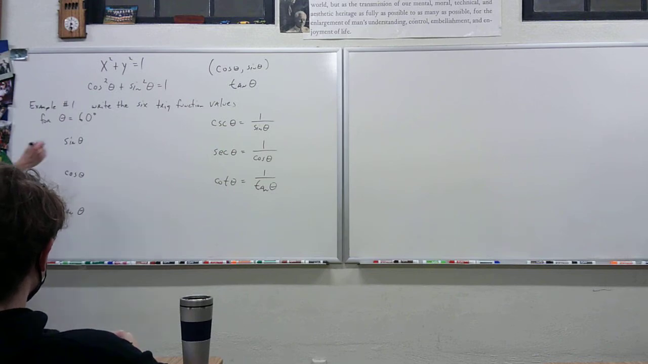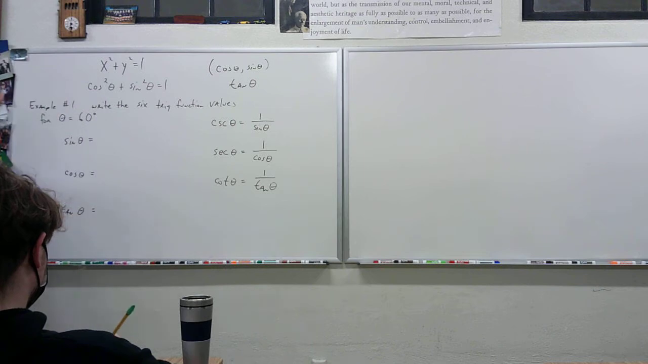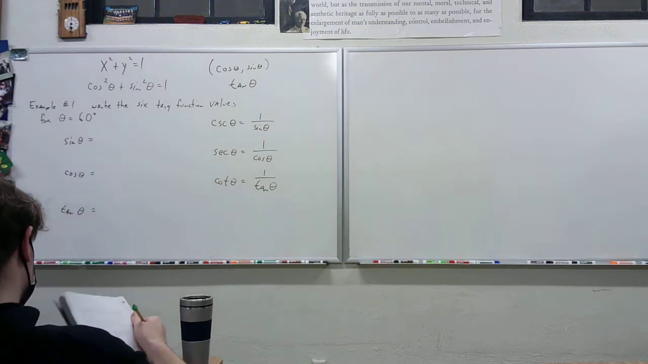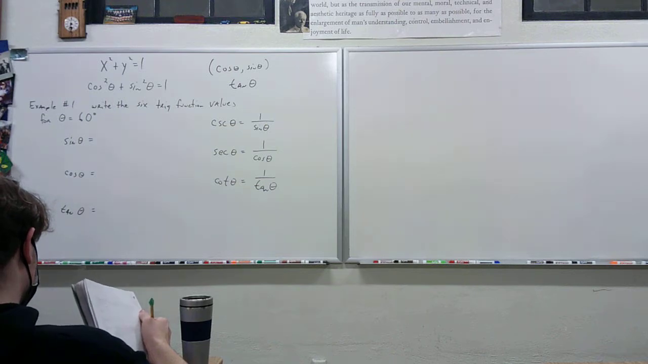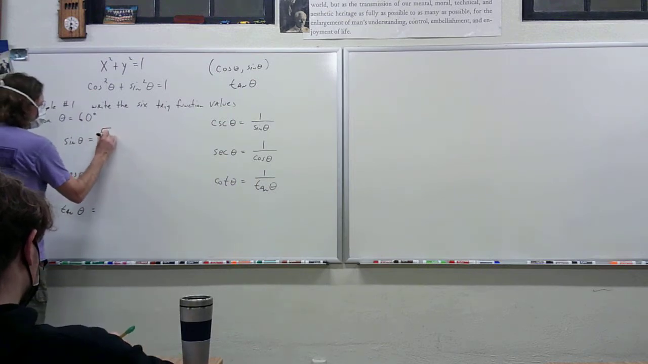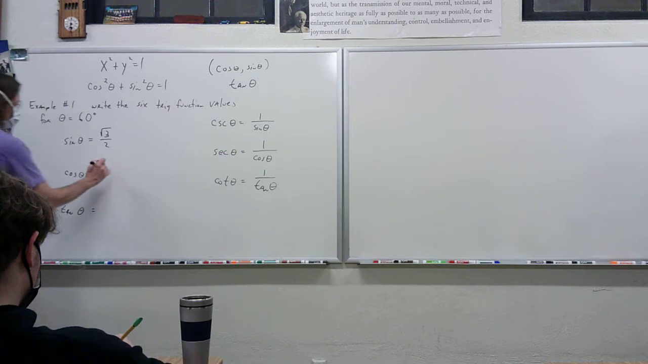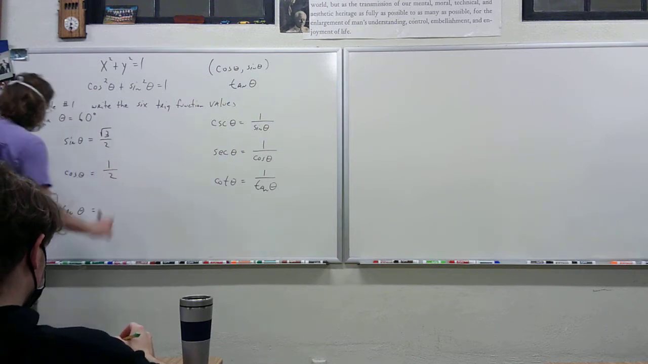You look on the unit circle and you tell me what is the sine of 60 degrees. Look on your unit circle. Tell me what's the sine of 60 degrees. Say it. Square root of 3 over 2. That easy. Then you look on your circle. You tell me what the cosine of 60 degrees is. 1/2.